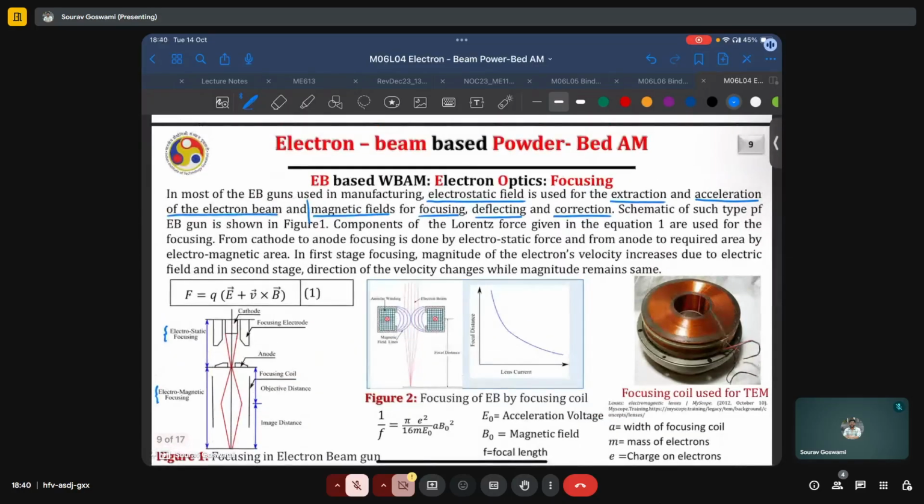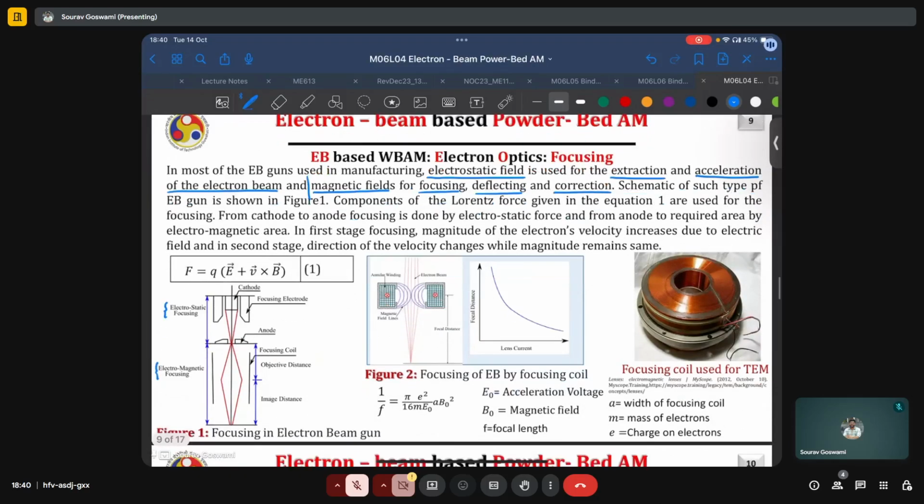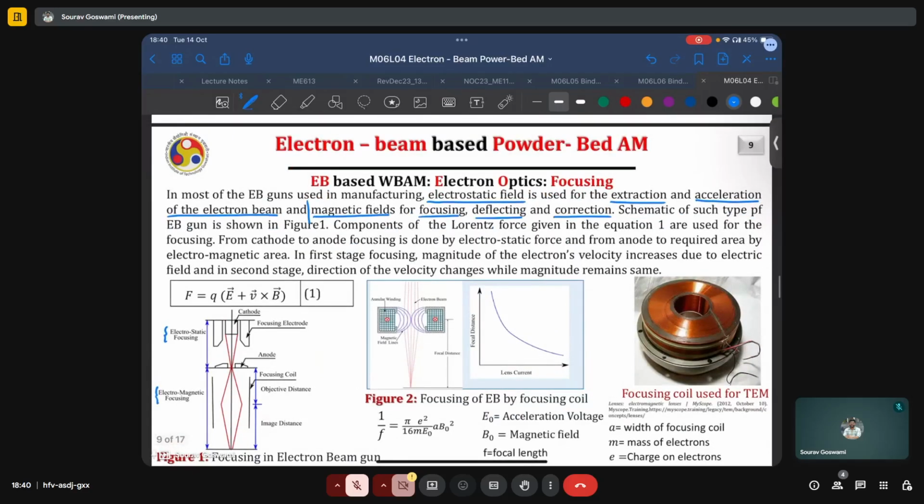Equation 1 also gives the components of the Lorentz force, which is given as F equals Q into E plus V cross B, where Q is the charge of the electron particle, E is the strength of the electric field, V is the velocity of the particle, and B is the strength of the magnetic field. From the cathode to the anode, focusing is done by electrostatic force, and from anode to the target surface or required area by using electromagnetic forces.